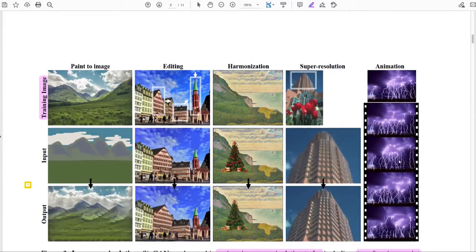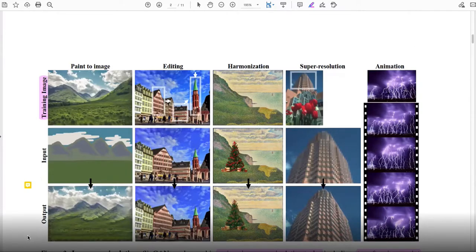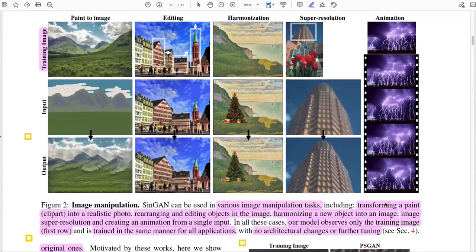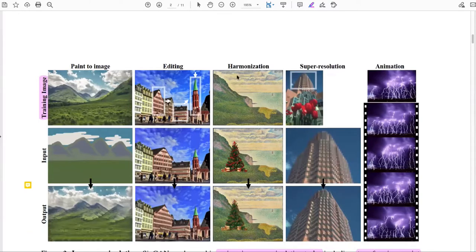The one on the right, this is the animation. So they trained on this first one, and they created different effects, different animation. And if you check the project website, you will see a link to that video. It's just as if there is a thunderstorm, and that was very cool. And there are a number of other works they use it for, harmonization, super resolution.